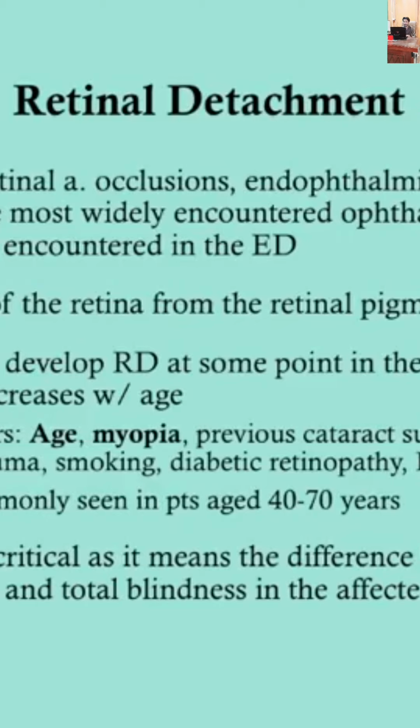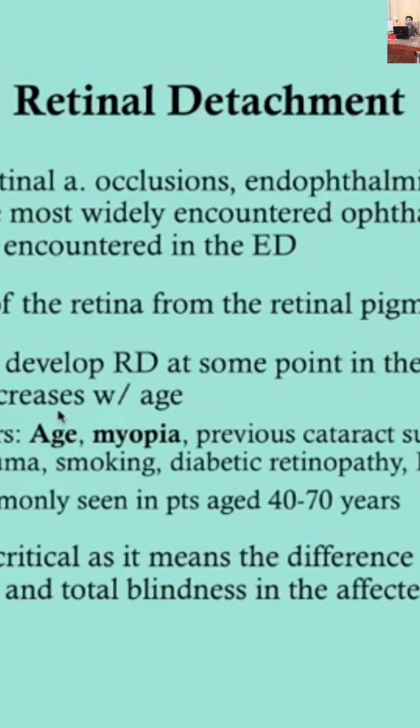optic nerve. The retinal pigment epithelium is a thin layer that sits between the sensory retina and the choroid, which is really the supportive structure exterior to the retina. So it's a separation of the retina from the retinal pigment epithelium.